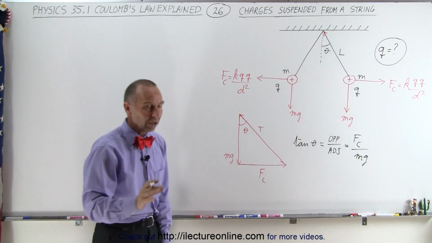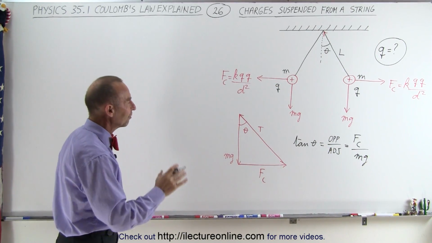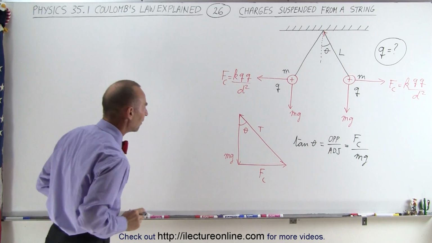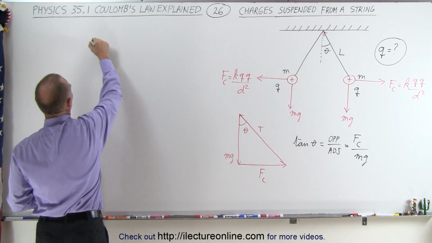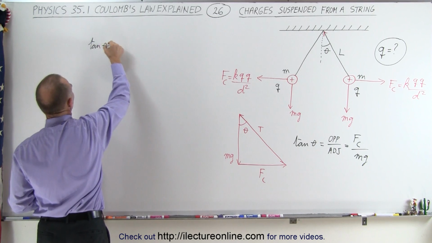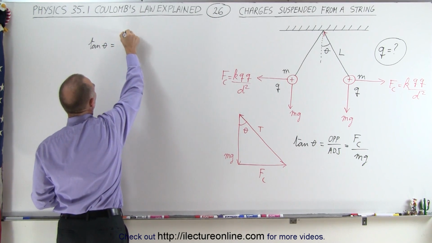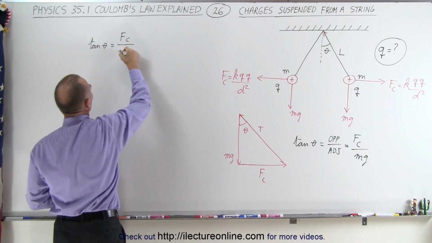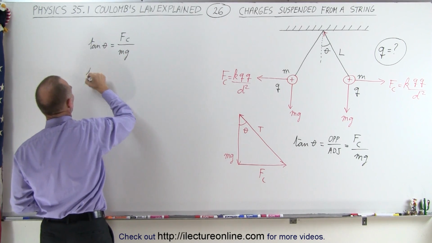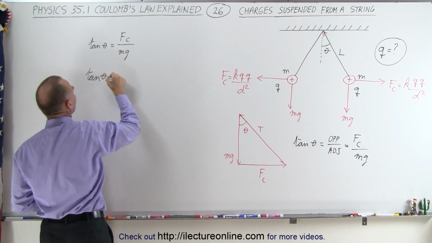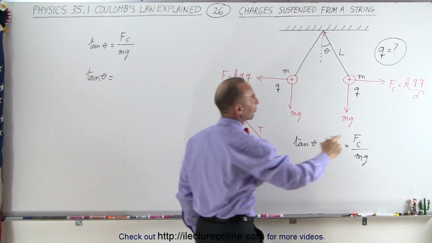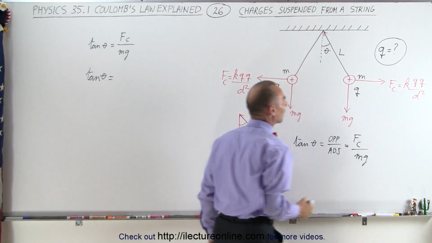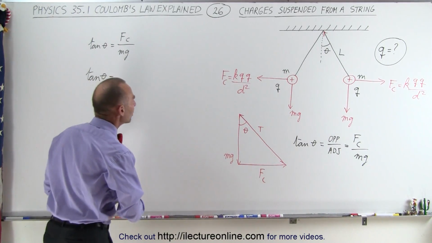And that's going to be our starting point to try to find out what the value of Q is in terms of everything else. So let's again write the equation that the tangent of theta is equal to the Coulomb force divided by the weight of the object. So we can write that the tangent of theta is equal to the Coulomb force, which can then be written as K times Q squared over the distance between them.